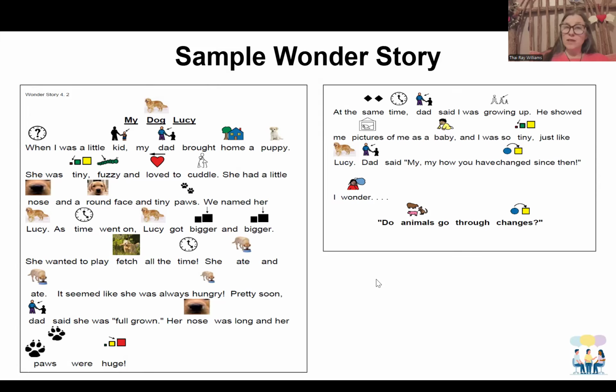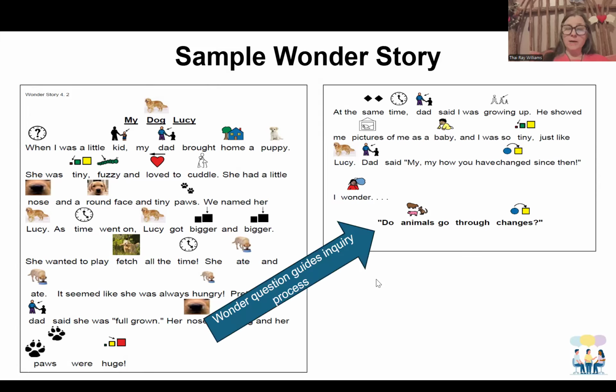So that is one example of a wonder story. And again, as you see, that wonder question is at the end. And what I would do is I would have this: do animals go through blank? And that blank would be changes, and my vocabulary word would be changes.